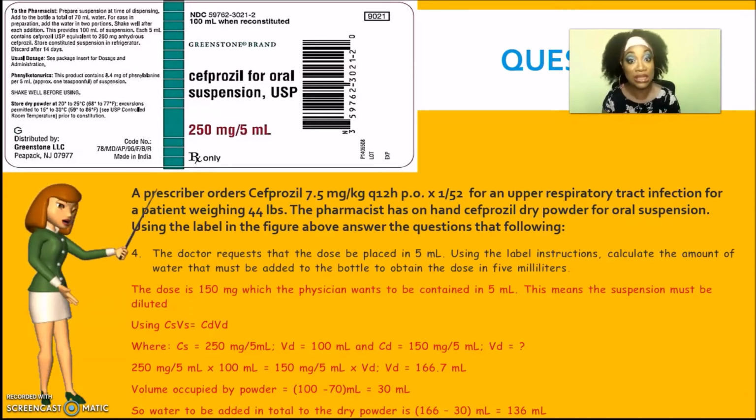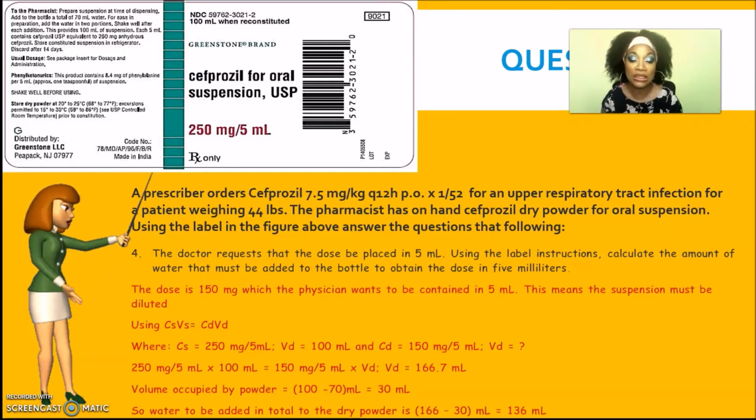Well, how much water do we need to add? That's where the volume of the powder is going to come in. Recall that the manufacturer said that we're to add 70 mils of water to the powder to end up with 100 mils. It simply means that the powder is occupying a volume of 30 mils, because we end up with a final volume of 100 mils when we add 70 mils. So therefore, if we know that the volume occupied by the powder in the mixture is going to be 30 mils, then we can determine the total amount of water that we need to add to get to our concentration of 150 milligrams per 5 mils.